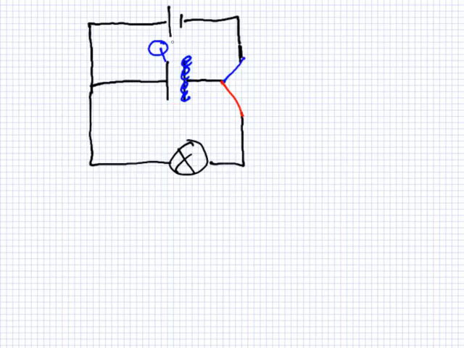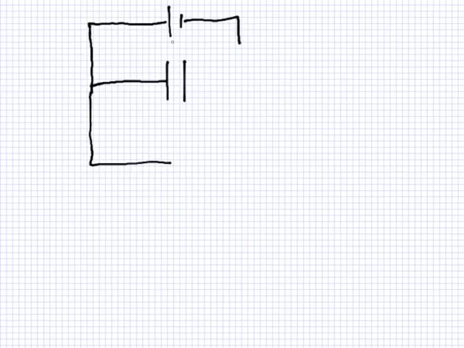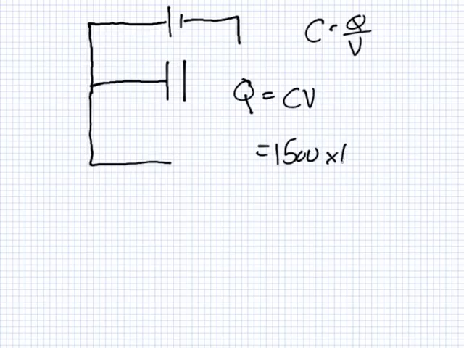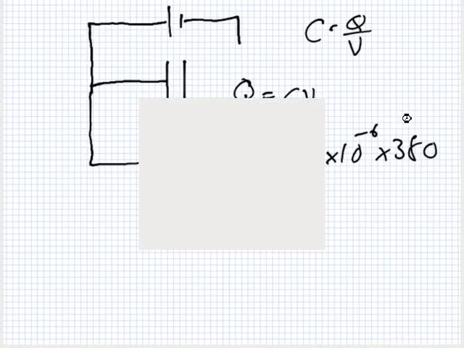Going back to my numbers. Oh no, they're gone. Oh well, I'll just write them again. C equals Q over V, so Q equals CV, so that's 1500 times 10 to the minus 6 times 380. Ah yeah, it's in the question here.